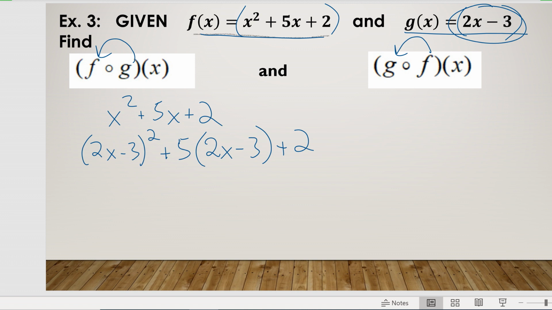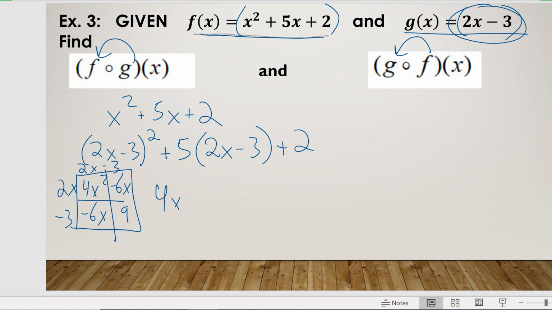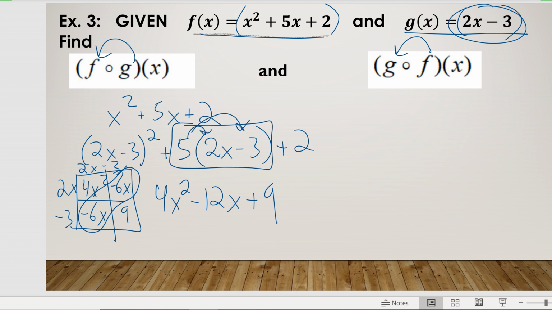Then we have to distribute in our middle term, and we have to expand the square for our 2x minus 3. So we'd come over here, we have 2x minus 3, 2x minus 3, and that gives us our 4x squared, 2x times 2x, and then 2x times minus 3 is minus 6x, 2x times minus 3 is also minus 6x, and then minus 3 times minus 3 gives us a positive 9. So for our first set of parentheses, we would write out 4x squared minus 12x, because we have a minus 6x and a minus 6x, plus 9. For our middle section right here, we have to distribute the number outside of the parentheses to everything inside. So we have a positive 10x and a minus 15, and plus 2.